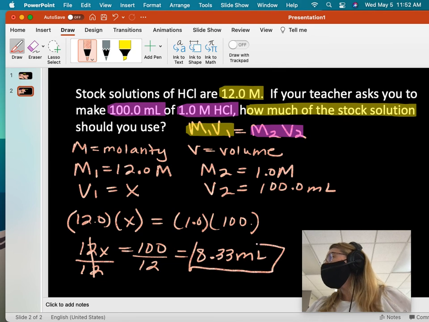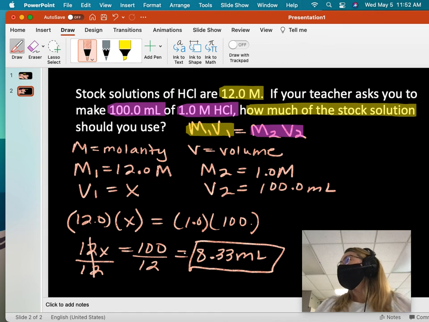So if you wanted to make that solution for your teacher, you need to use 8.33 milliliters of the starting stock solution in order to make the 100 milliliters of 1 molar they asked for.